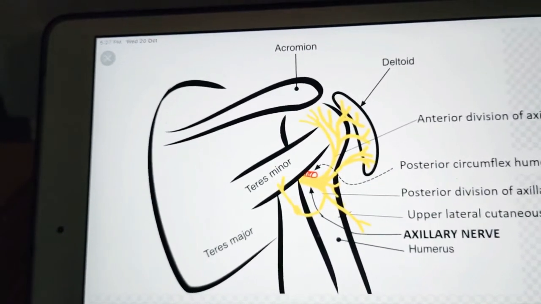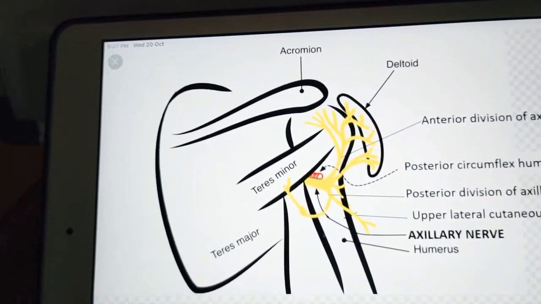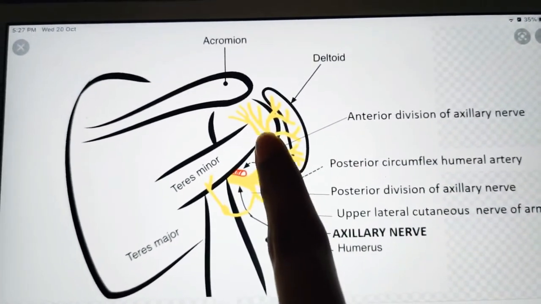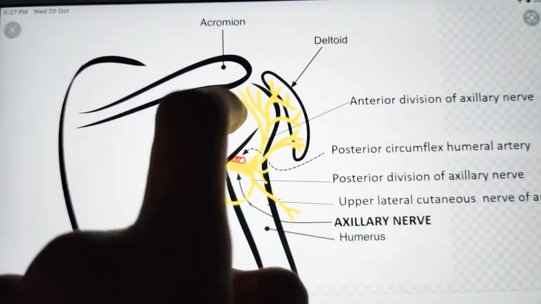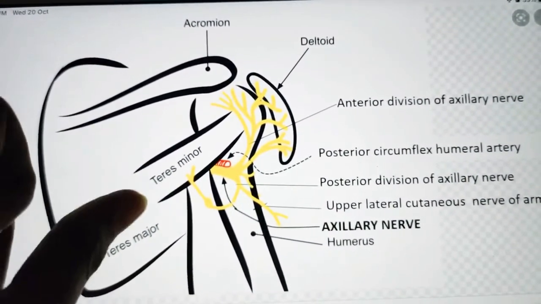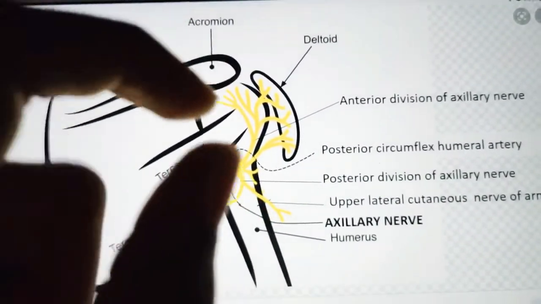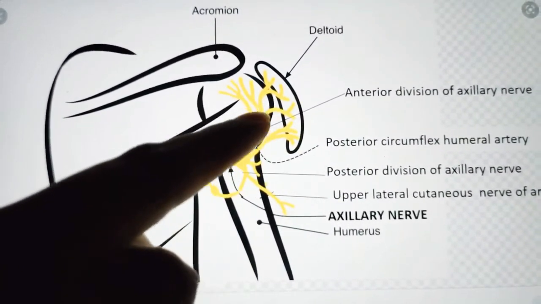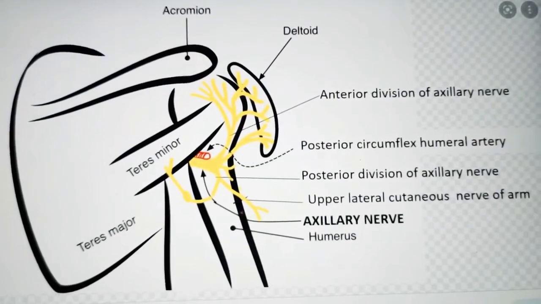This nerve then passes backward through the quadrangular space, accompanied by the posterior circumflex humeral vessels. If you see here, it is mentioned, the posterior circumflex humeral artery. Mainly its anterior division is in contact with the posterior circumflex humeral artery, and the anterior division supplies the deltoid muscle, whereas the posterior division supplies mainly the teres minor muscle. So it is important to know which branch of the axillary nerve supplies which muscle. The anterior division supplies the deltoid, the posterior division supplies the teres minor, and the anterior division runs along with the posterior circumflex humeral artery. That is also important.